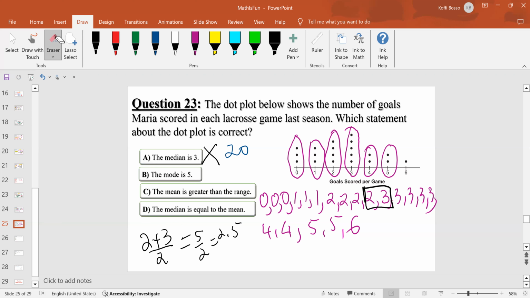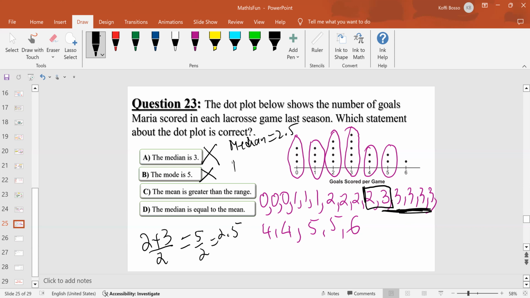Now the next one, they say the mode is 5. The mode is the most repeating number here. And the most repeating number here is the 3. And we have this 3, how many times? 5 times. So the mode is not 5, but it's 3. So it's out. So median is 2.5. Mode is 3.